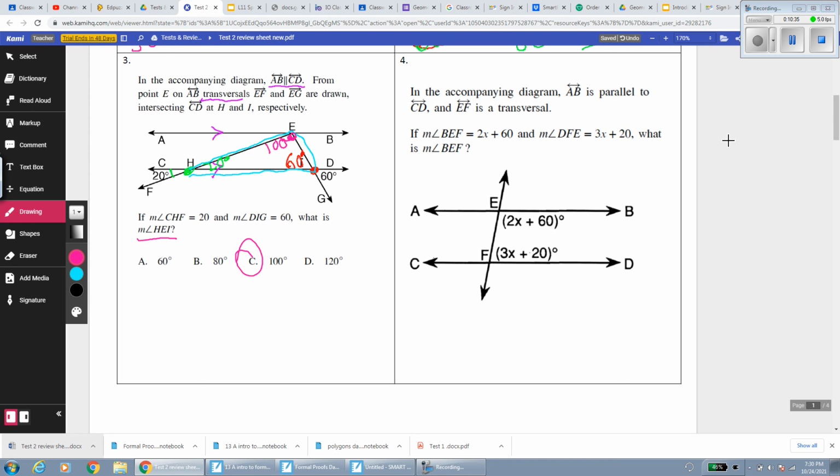In number 4, they tell us that AB is parallel to CD. So I'm going to want to mark my diagram with my givens. I always want to do that. Remember those arrows that I'm drawing mean parallel. And EF is a transversal.